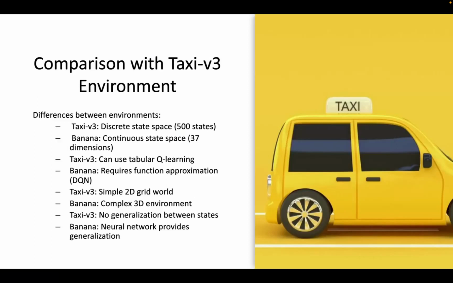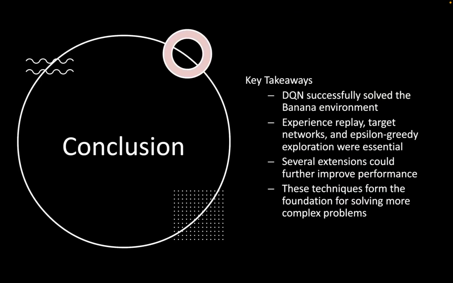Taxi can be solved using tabular Q-learning, but banana requires function approximation using neural networks. Taxi is a simple 2D grid world, whereas banana is a complex 3D environment, and neural networks in DQN allow for generalization between similar states, which isn't possible with the tabular method. These differences highlight how DQN extends reinforcement learning to more complex and realistic problems.